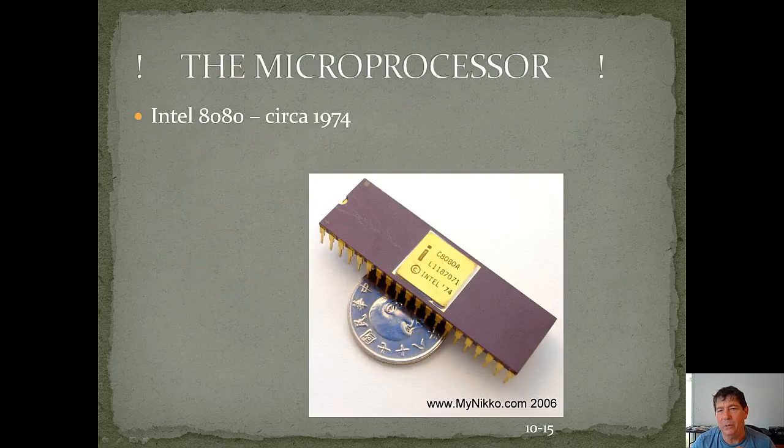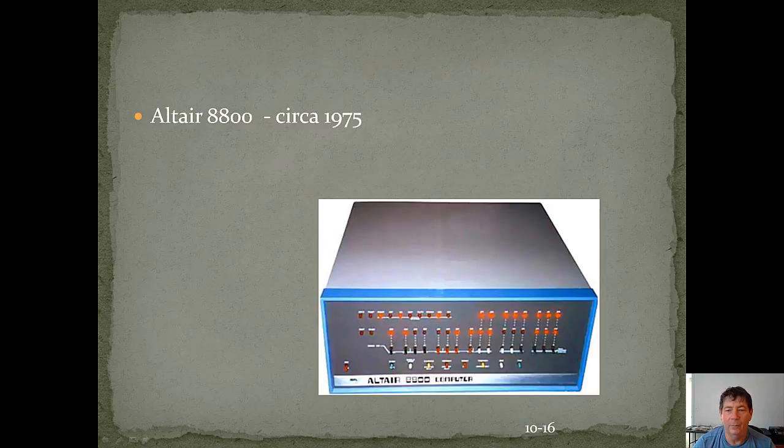So the key to this was the microprocessor, and the original one that sort of came on the scene was the Intel 8080. This arrived at about 1974. And you can see the picture there. Now, if you've looked at today's microprocessors, this doesn't look anything like today's processors. The Altair 8800 you can see here from right around 1975.